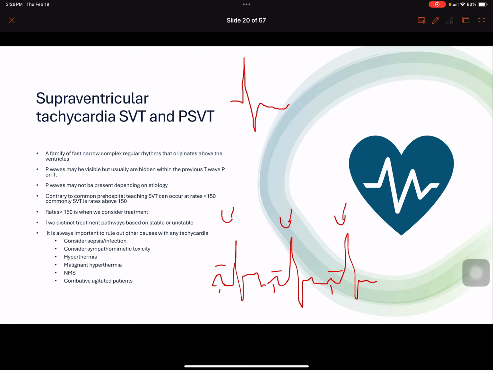And again, to remind you of some of the big causes that could cause this compensatory tachycardia: sepsis, infection, sympathomimetic drugs, hyperthermia, malignant hyperthermia, neuroleptic malignant syndrome, those agitated patients. All of these things could lead to compensatory tachycardia.